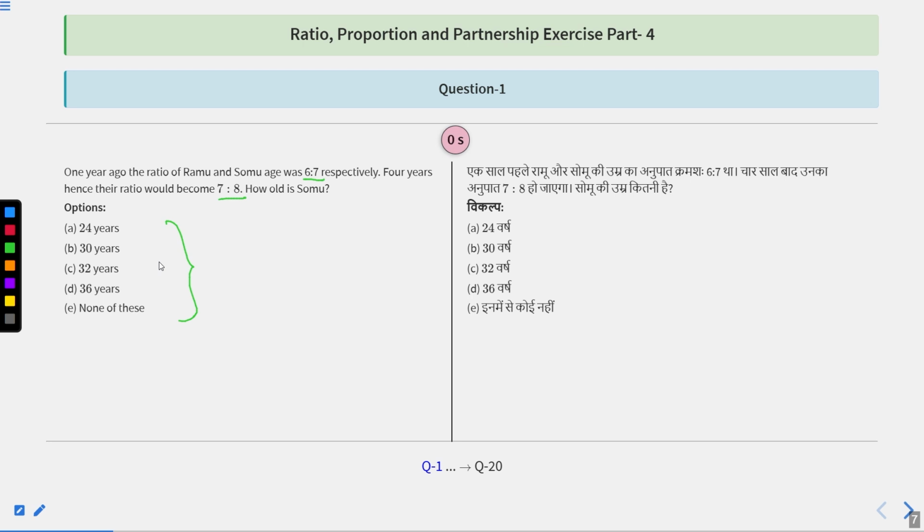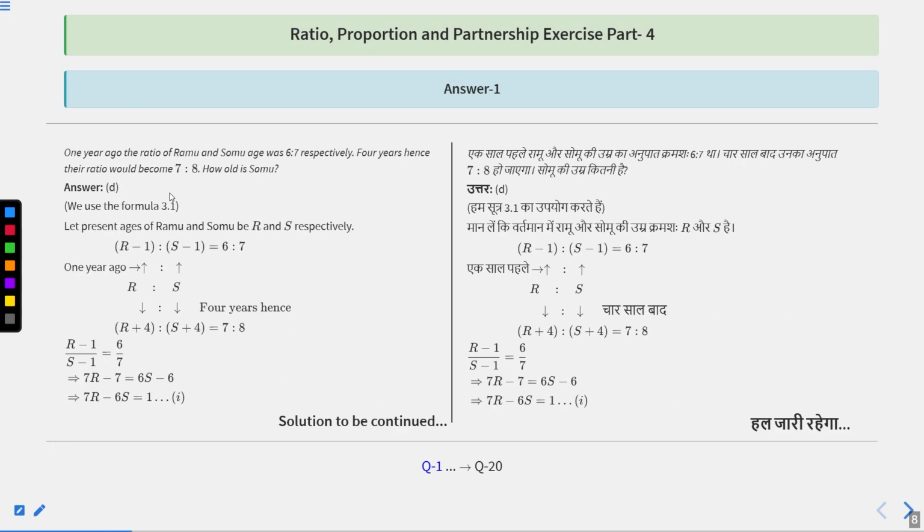Now time's up. Let's see the solution. We use formula 3.1 in this question. Let the present ages of Ramu and Somu be R and S. Now according to the question, 1 year ago what will be the age of Ramu and Somu? R minus 1 and S minus 1. And the ratio is 6:7.